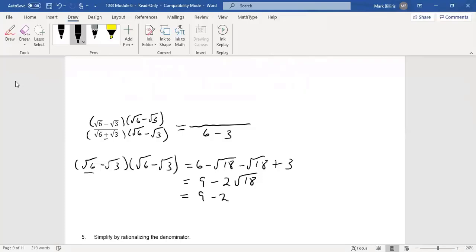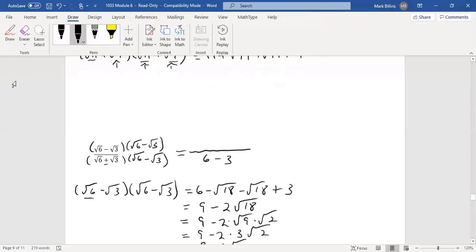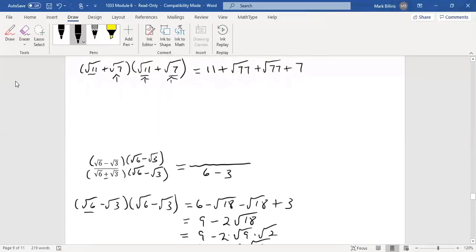So we have 9 minus 2 times the square root of 9 times the square root of 2. So this would give us 9 minus 2 times 3 times the square root of 2. So this would be 9 minus 6 square roots of 2. So again, all I've done is simplified negative 2 square roots of 18 as far as I can. So again, 9 minus 6 square roots of 2. So in the denominator, 6 minus 3 is 3. And the numerator, I have 9 minus 6 square roots of 2.